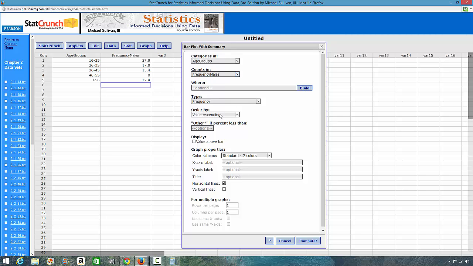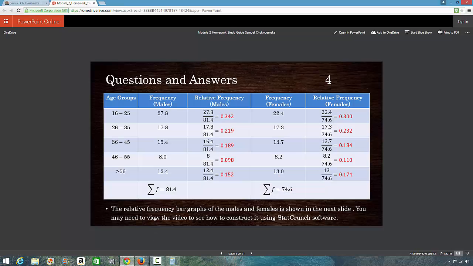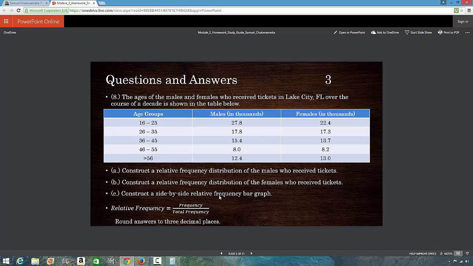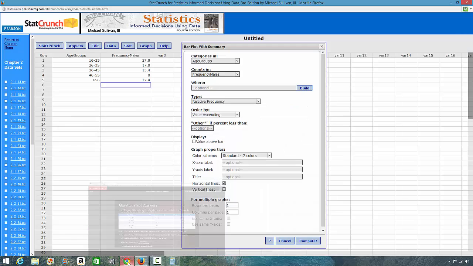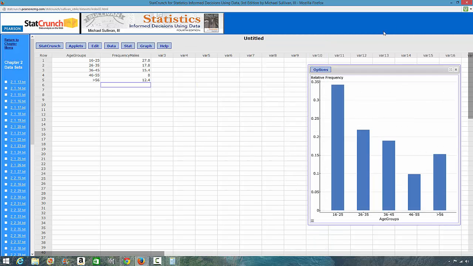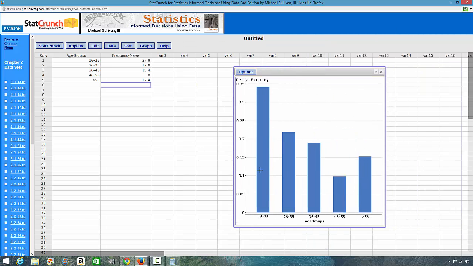Just select this. And the type is not frequency. You want to select relative frequency because that is what the question says: construct a side-by-side relative frequency bar graph. By default it is on frequency, so you select relative frequency and you click compute. Okay, and this is what you have here.